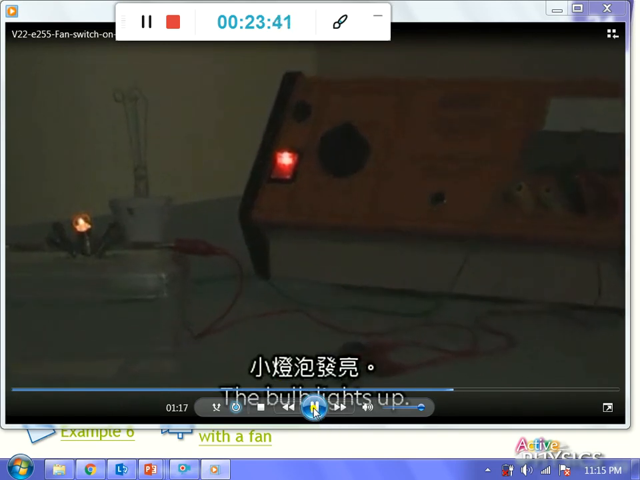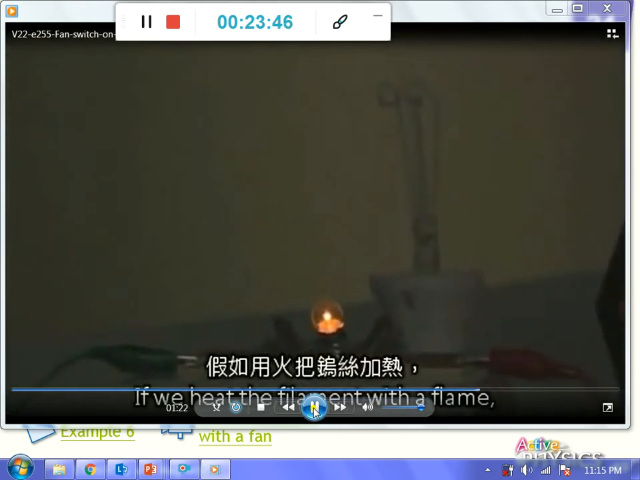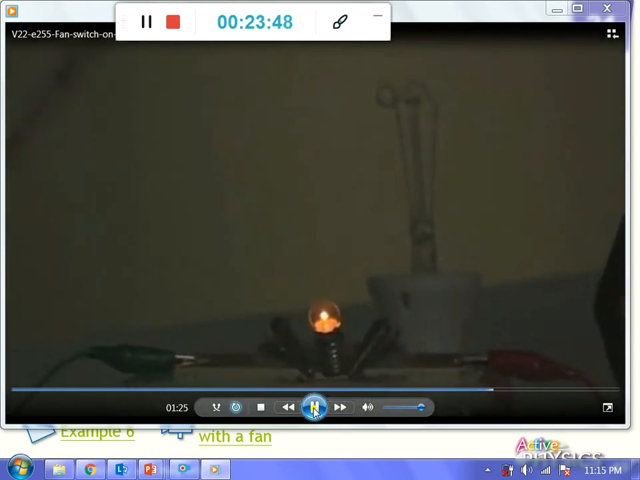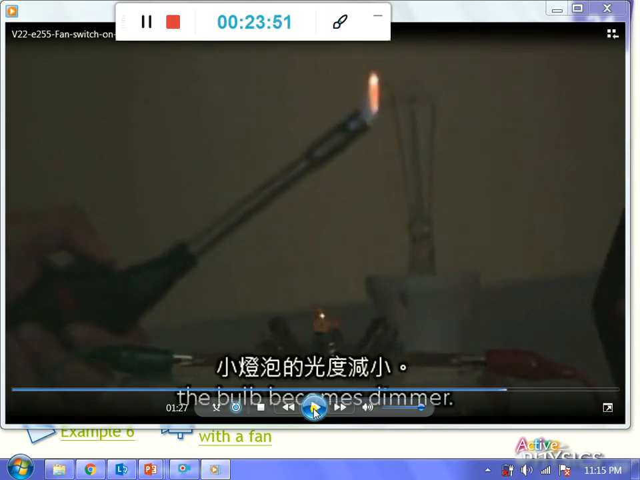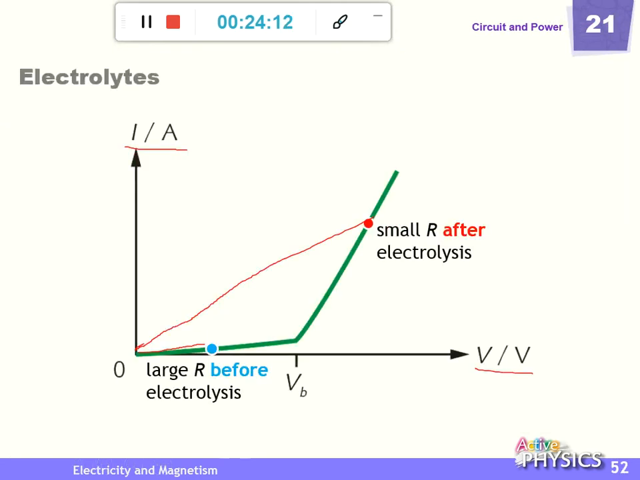Okay? It will be dimmer than before. If you use fire to heat the tungsten filament up again, it means that it reached a higher temperature. Then you can see that the resistance will be higher than before. The current will suddenly drop to the lowest point. Okay, not enough energy to give the light bulb to light up. Okay, this one explains the temperature effect on the wire. Of course, in this case, it is for the filament.